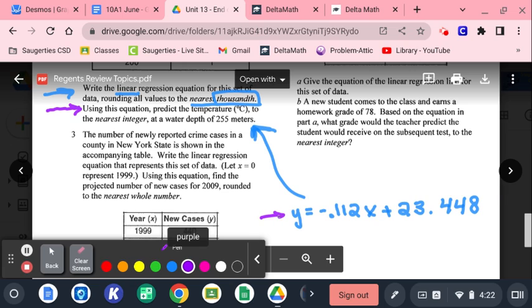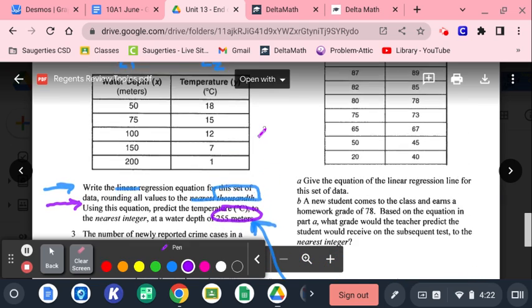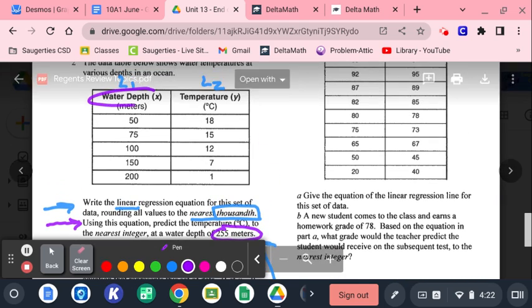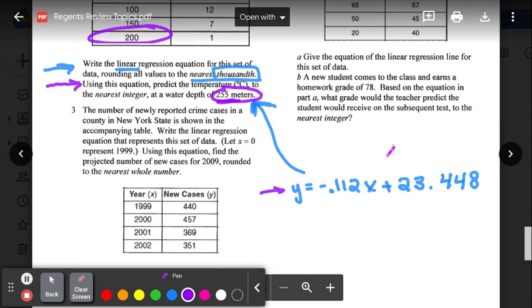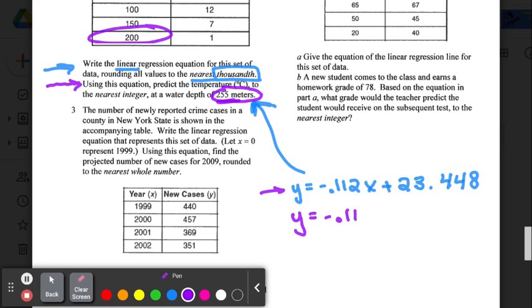Using this equation, predict the temperature at a water depth of 255 meters. Well, let me scroll back up and see, is that x or is that y? Oh, water depth is x. So that means I'm going to plug a 255 in for x down here. y equals negative 0.112 times 255 plus, and then type that in your calculator. Pause the video and come back when you have an answer.